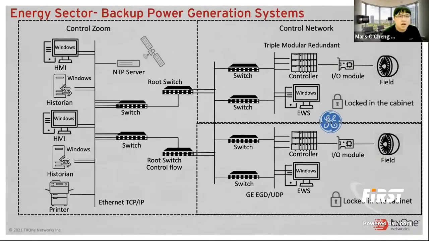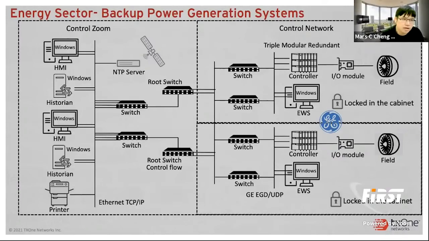In this backup power system, you will see on the left side the control room, with Windows 7 and Windows devices, the historian, and the HMI, which are based on Windows 7. It is already a legacy system, and Microsoft no longer updates these Windows systems. Also in this power generation system, they use the EGD protocol based on UDP traffic, and they control a very large scale of controllers and field devices for power generation.